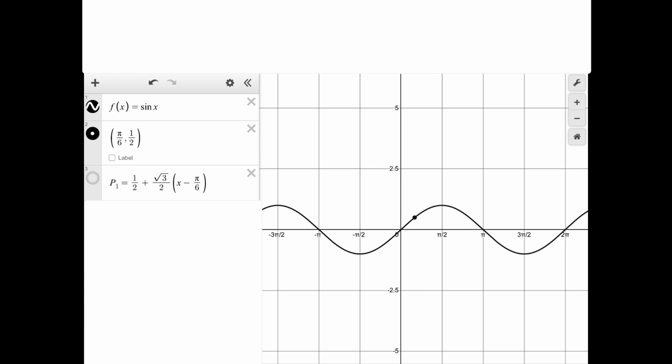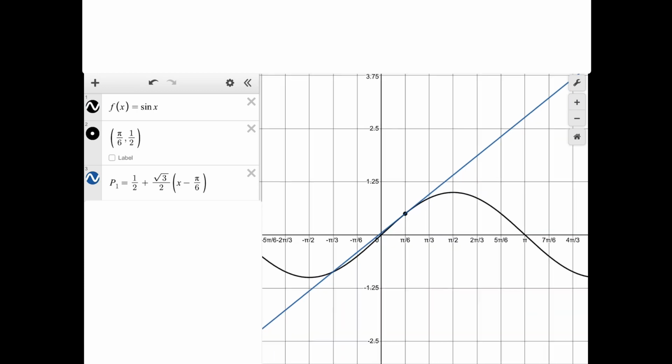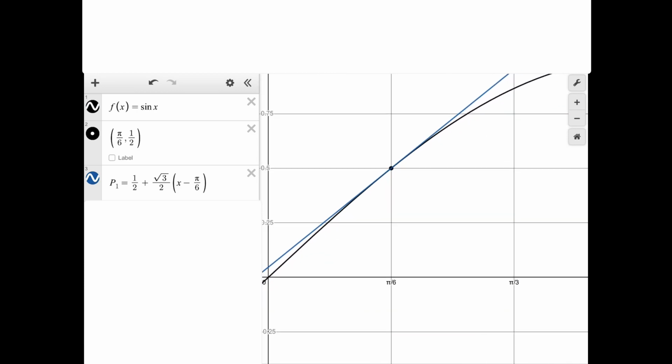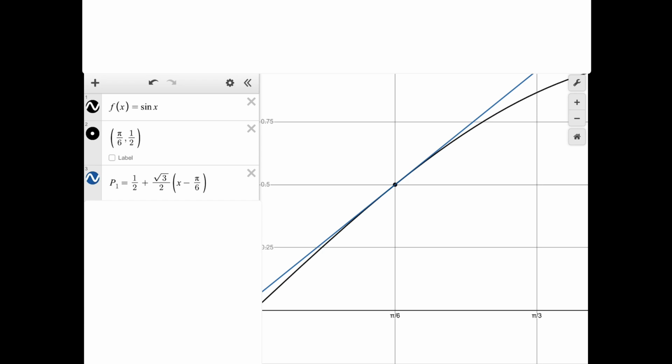We have just figured out P1. If I look at P1 here, it's just a linear equation. Notice that if I look at the endpoints, around pi and negative pi, it's pretty far off my curve. But if I zoom in really close to that point of interest, my blue graph, which is a line, is right on top of my trig graph. So it's a good representation when I'm extremely close to pi over 6.